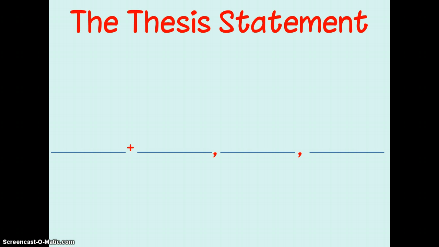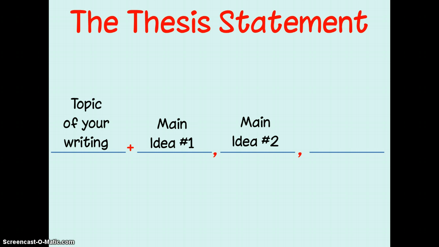So if we think about a thesis statement visually, you're going to first take the topic of your writing and add to it the main idea of body paragraph 1, the main idea of body paragraph 2, and the main idea of body paragraph 3. Now notice that we have some commas in our thesis statement. This is important because we are giving a list of those 3 main ideas.